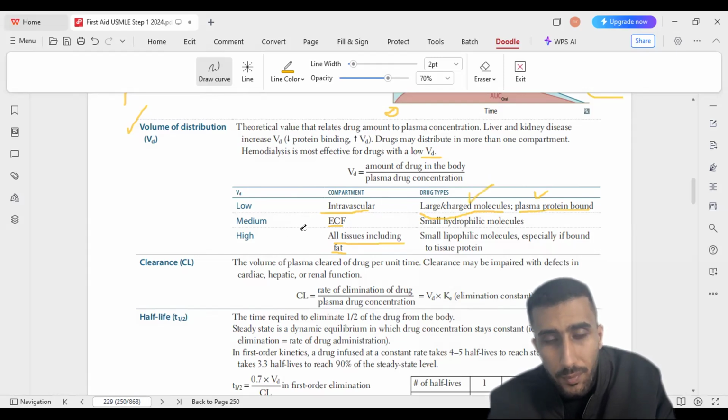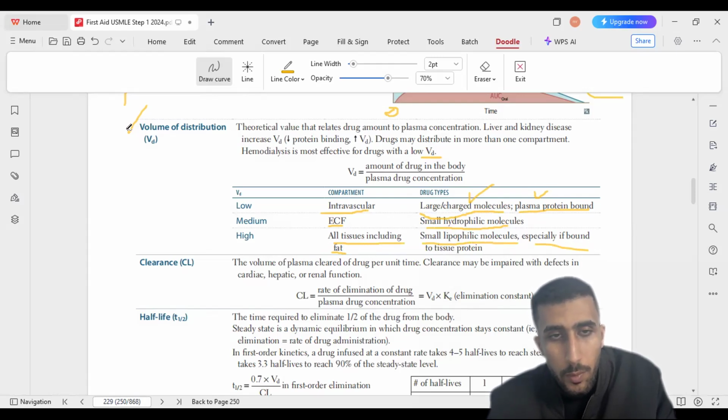And for the medium volume of distribution category, this includes small hydrophilic molecules. Just to be aware: hydrophilic, not lipophilic, hydrophilic. So it is small. Being small, it can go into the extracellular fluid, but hydrophilicity will not allow it to go into the fat. For example, it is going to stay in the extracellular fluid, versus the highly distributed substances, which are going to go to all tissues, including the fats. This will include small lipophilic molecules, especially if bound to tissue proteins.